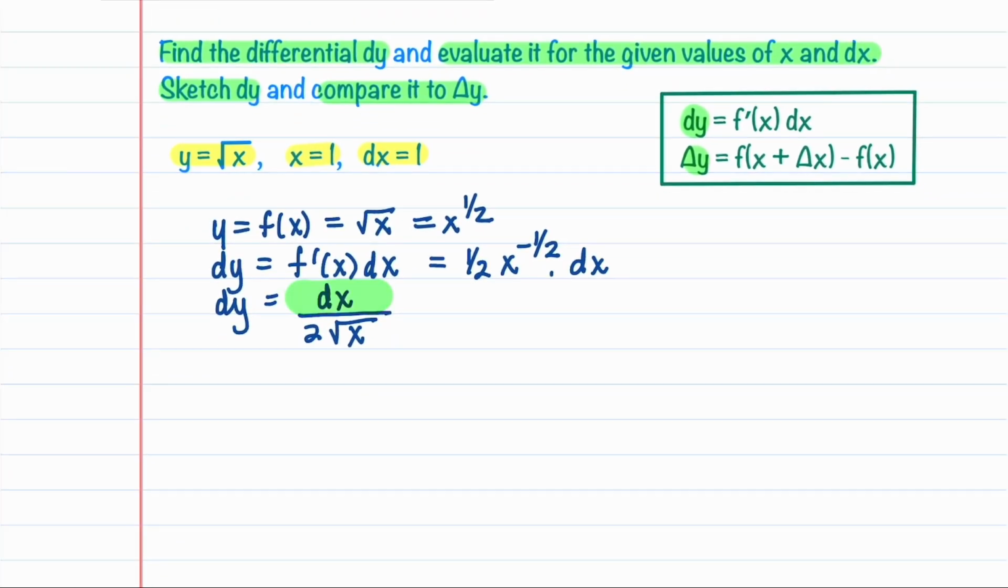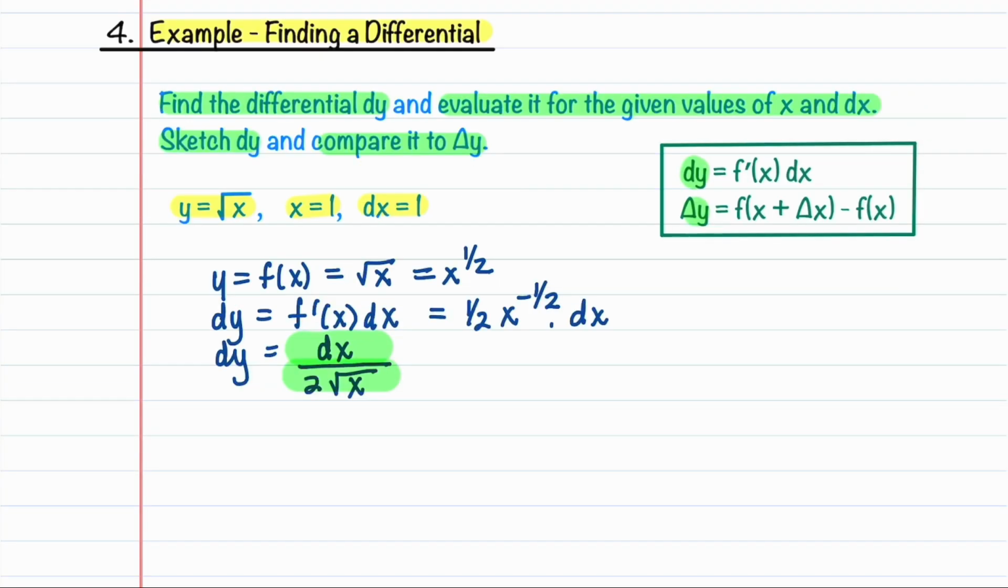So that is our differential. Now what we're going to do is evaluate this differential when x is 1 and dx is 1. So we're going to say dy when x is equal to 1 and dx is equal to 1 is just going to be 1 over 2 times the square root of 1. So that's just 1/2. And let's go ahead and highlight that answer.